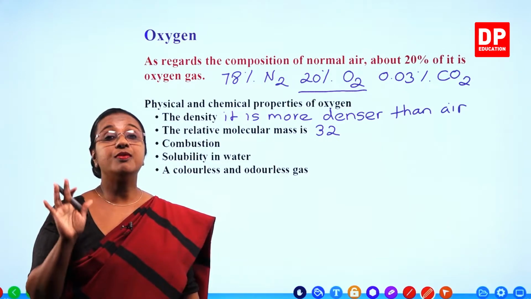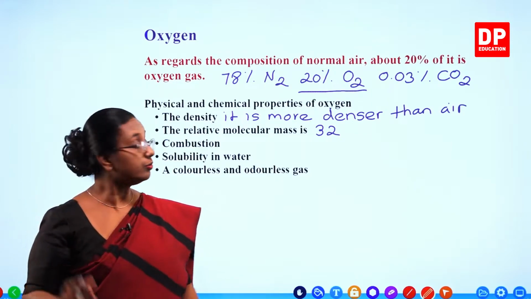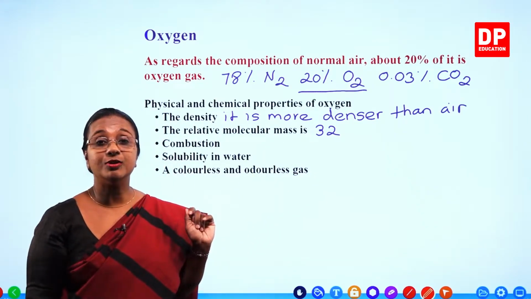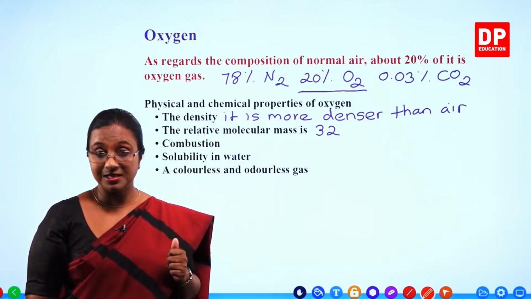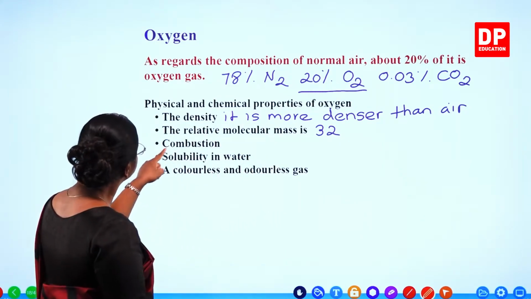If they ask you for the molar mass of oxygen gas, molar mass of O2, that is also 32, but there you need to give the unit grams per mole. We have discussed that in one of the previous lessons. So you can remember that. Relative molecular mass is 32.